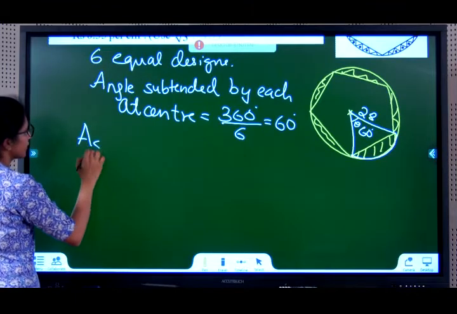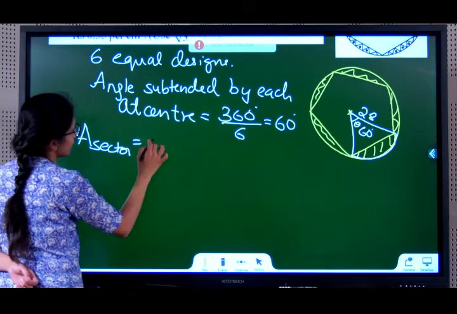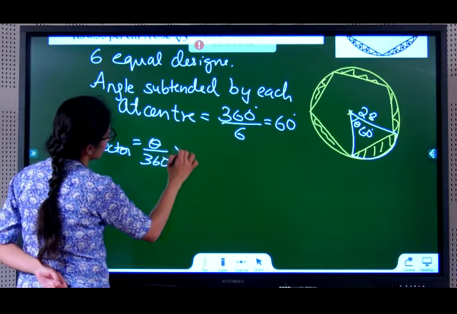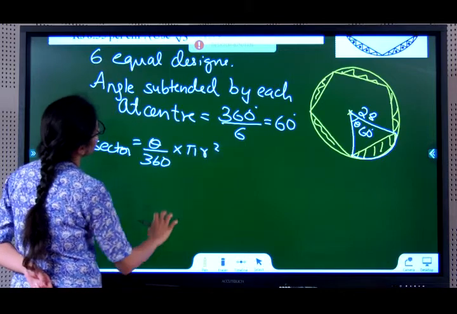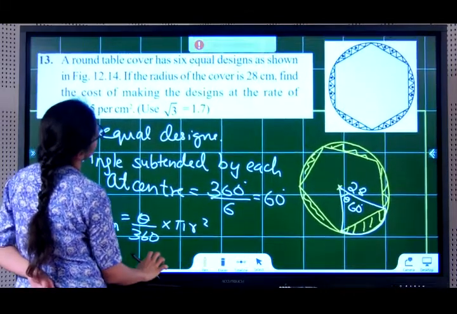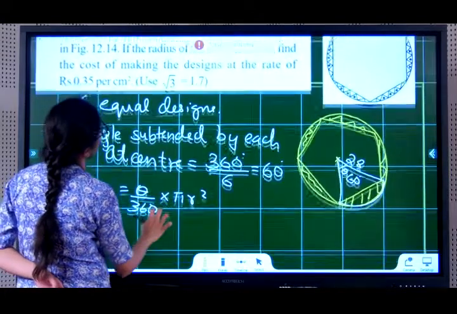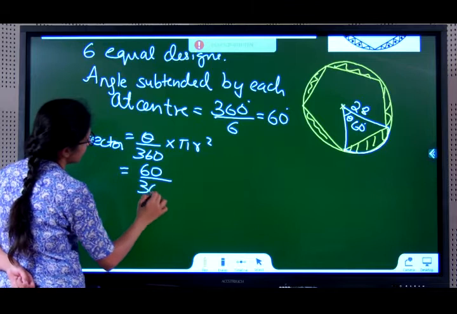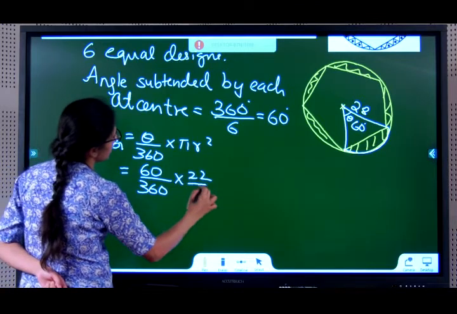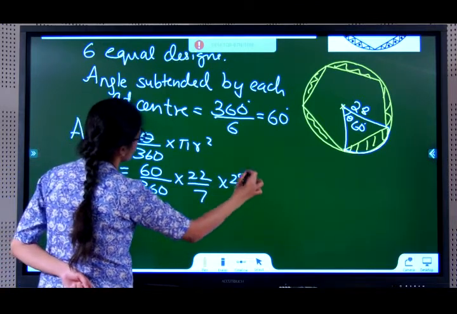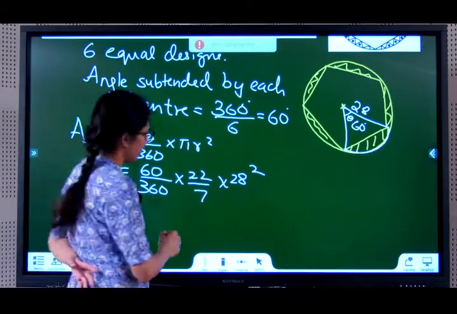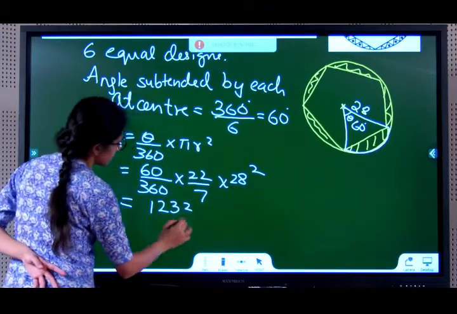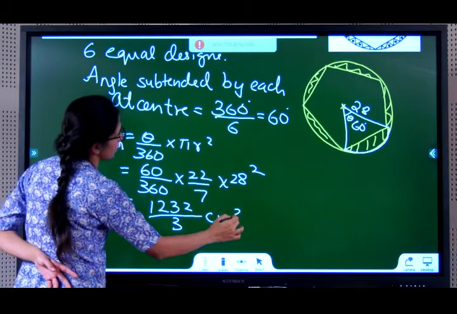So area of the sector, theta by 360 into pi r square. In the question they have told to take pi as 22 by 7 only because nothing's mentioned, and root 3 as 1.7. So theta is 60 by 360 into 22 by 7 into 28 square. We get 1232 by 3 centimeter square.